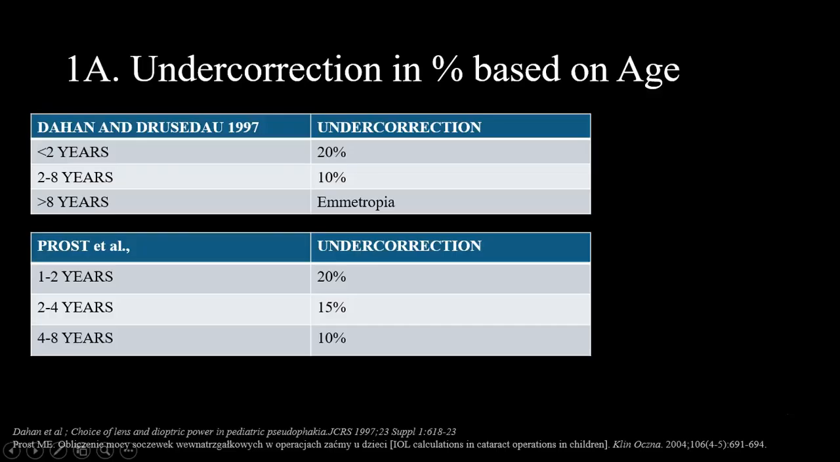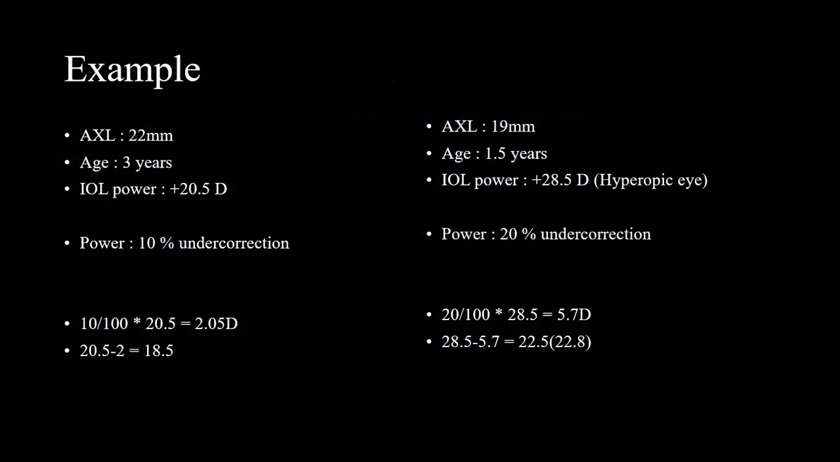So this undercorrection can be in percentage based on age, which is Dahan et al., which is predominantly used. Less than 2 years, 20% undercorrection; 2 to 8 years, 10% undercorrection; more than 8 years, there is no undercorrection. So for example, if we take the axial length as 22 millimeter and an age of 3 years, where we expect a 10% undercorrection, IOL power is 20.5.